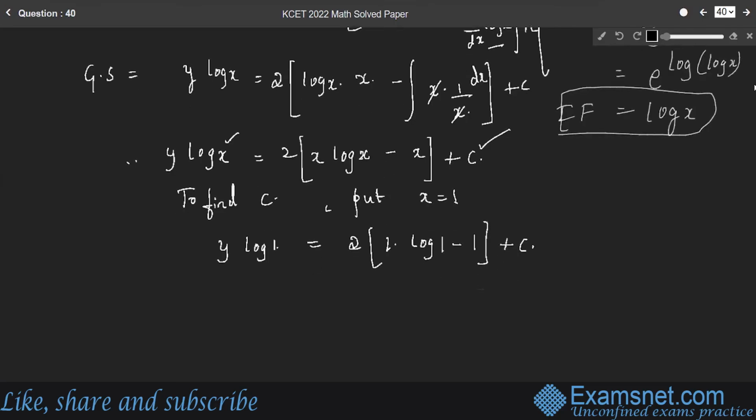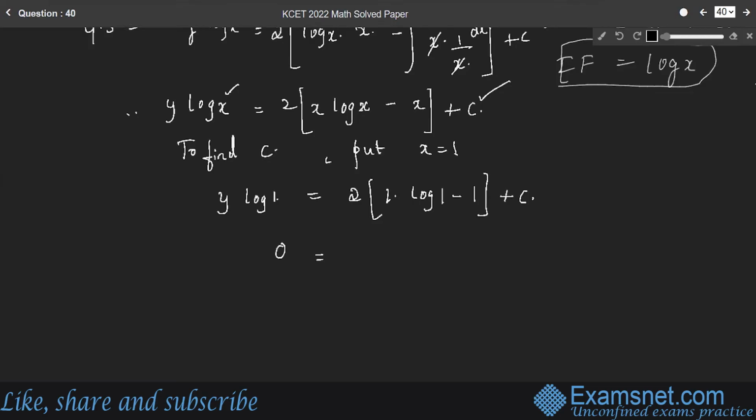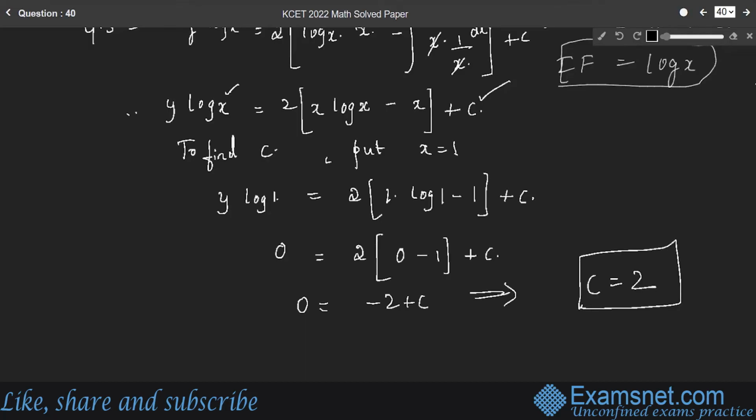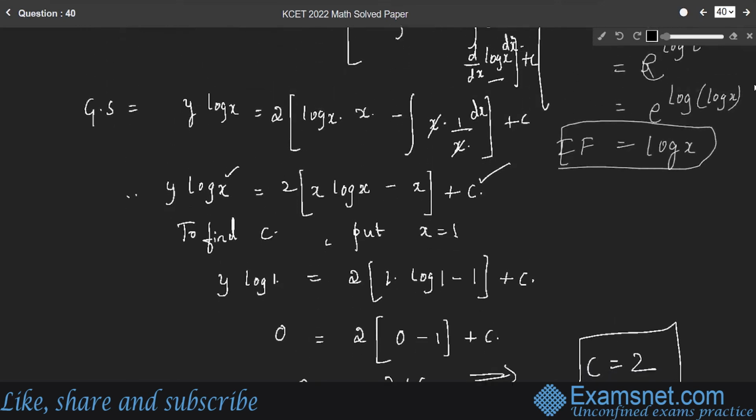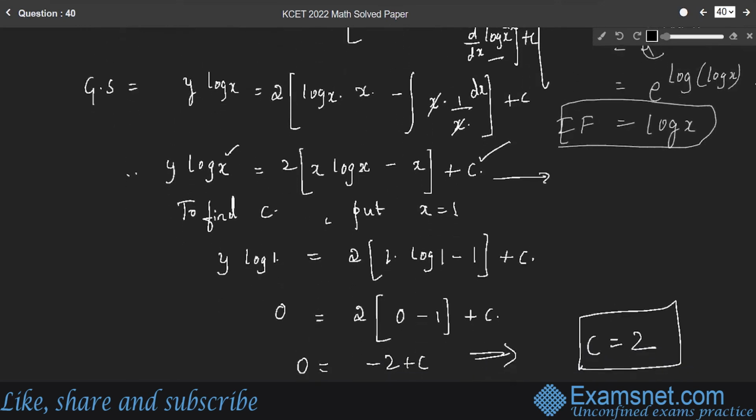Here log 1 is 0. So LHS becomes 0 is equal to 2 into, so 1 log 1 becomes 0, minus 1 plus c, right? Therefore, 0 is equal to minus 2 plus c. Therefore, the value of c is 2. The value of c is 2. Now, y of e. We'll consider this as equation 2, right?